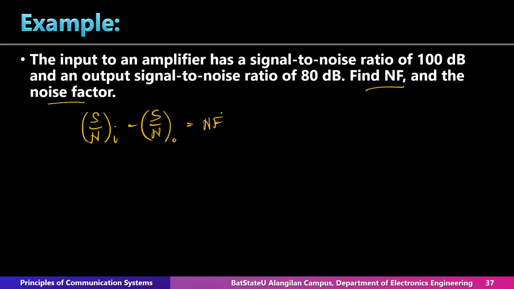So when you have two signal-to-noise ratios already in dB, you just subtract them: input minus output, and you get the noise figure in dB. Yes, exactly. So let's do it here. What is the signal-to-noise ratio at the input? 100. Minus the signal-to-noise ratio at the output, 80.